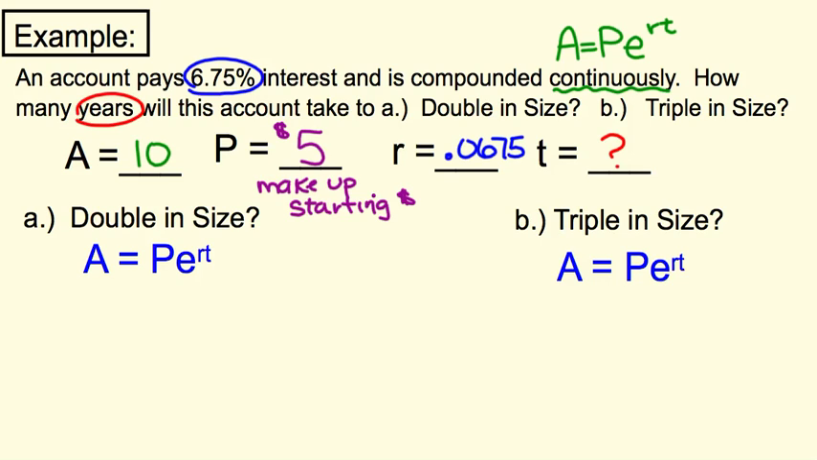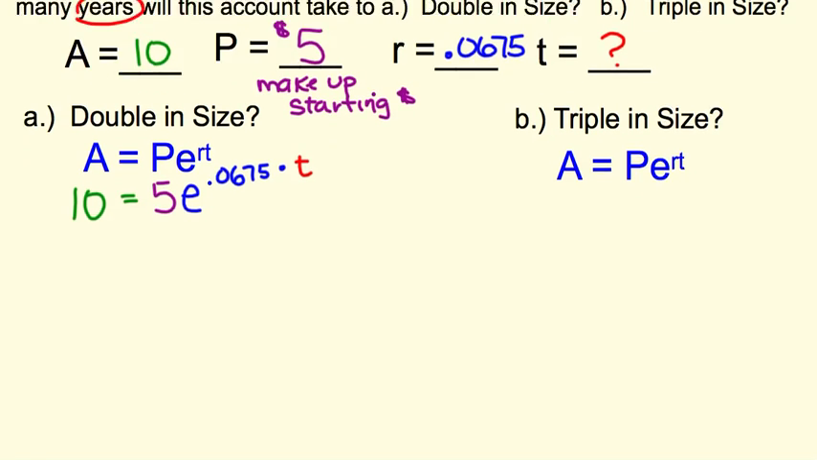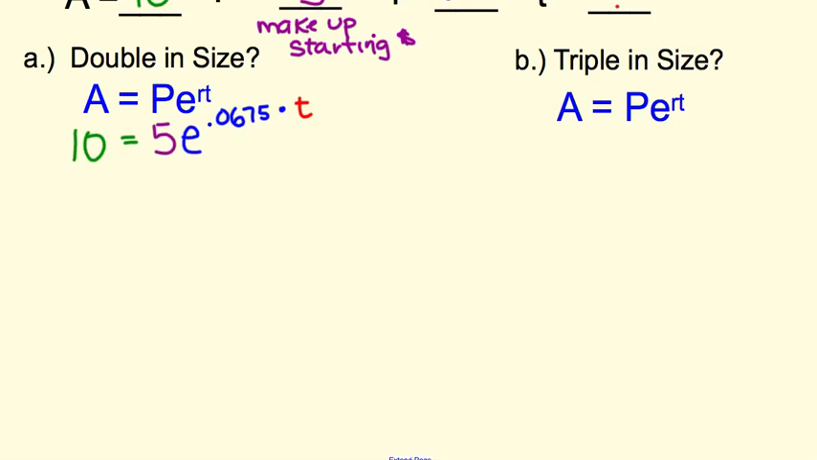We want that to be now $10. So let's go ahead and plug it into this formula. For it to double, it's going to be $10 equals $5 was our original amount, e raised to the rt, 0.0675, and then times t. t is our unknown, so I'm going to leave that t alone. And what we need to do is solve this equation for t. So I'm just going to rewrite it one more time. 10 equals 5e to the 0.0675t.